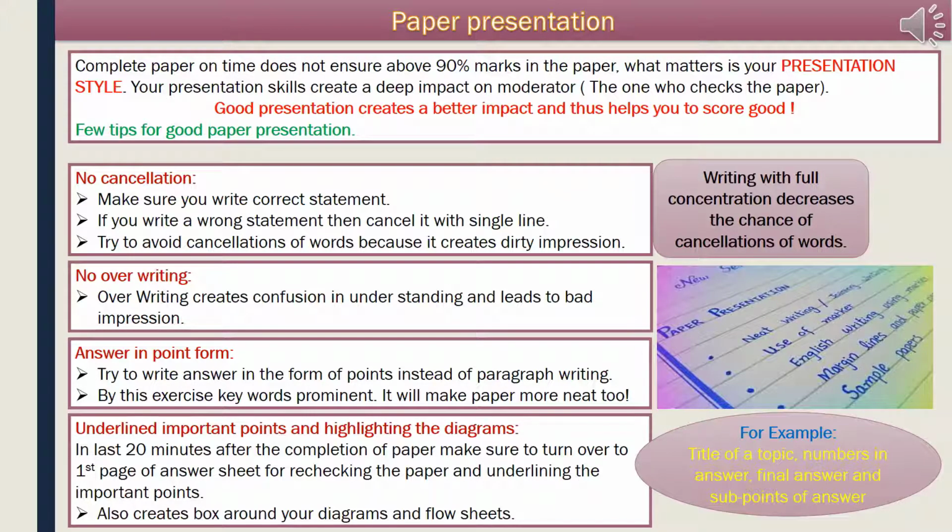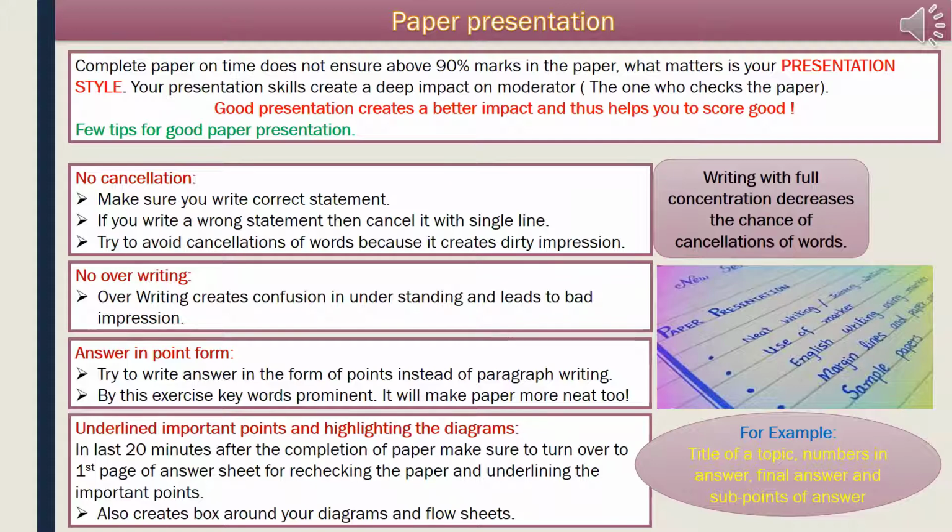The second one is no overwriting. Overwriting creates confusion in understanding for the examiner and leads to a bad impression. So avoid overwriting. The third one is answer in point form. Try to write the answer in the form of points instead of paragraph writing. By this exercise, keywords are prominent and easier to read for the examiner. It will make the paper more neat too.